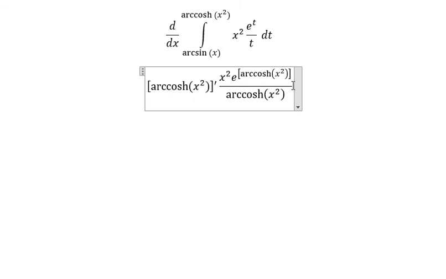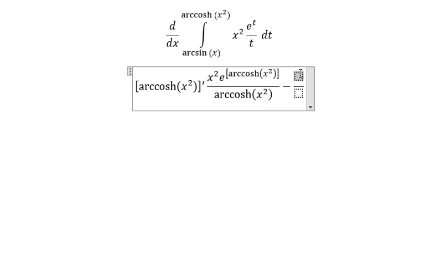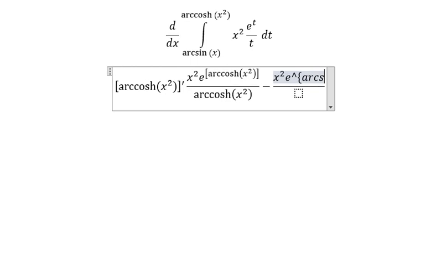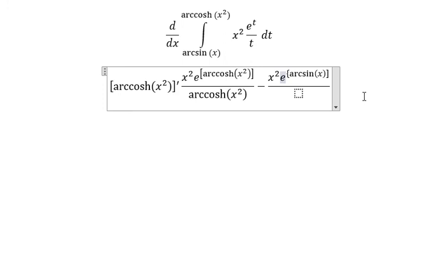Next, this is about the bottom, so we need to put the negative. And now we do the same thing. We put s squared in here. And we have t, we just replace it with arc sine of s. Similar for this one. And we do first the derivative of arc sine.